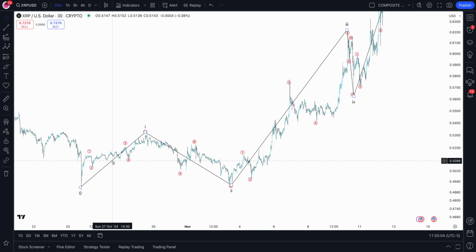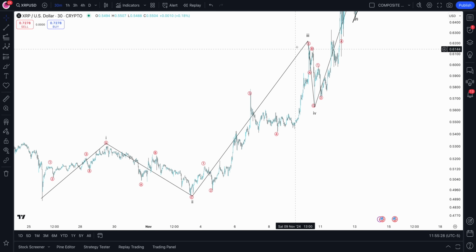So when we take a look here at the 30-minute time frame going back to October 25th, we have a 5-wave move to the upside in the form of a leading diagonal. Notice how the waves are slightly overlapping here. And this is usually what you get with wave 1s in XRP, just something I've noticed throughout the years. And then we have an ABC down for your wave 2.